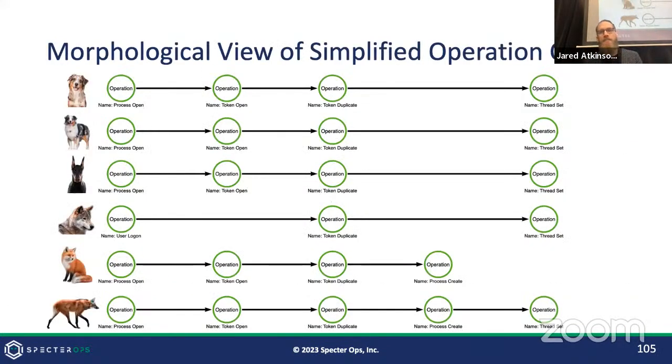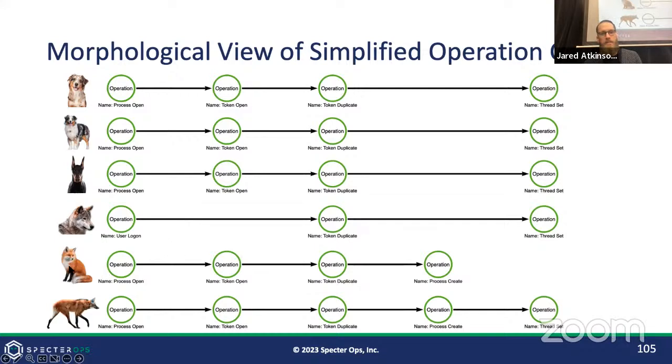And then our kind of final morphological view of these operation chains. And I did some purposeful spacing to kind of line things up so that you could see the similarities. So like we said, all of them have token duplicate.